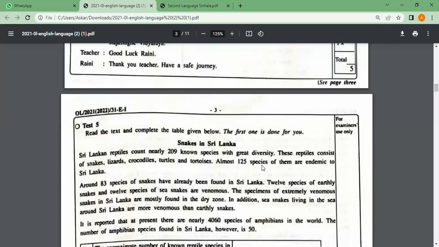So almost 125 species of them are endemic to Sri Lanka. Endemic means endemic. What do you mean by that?